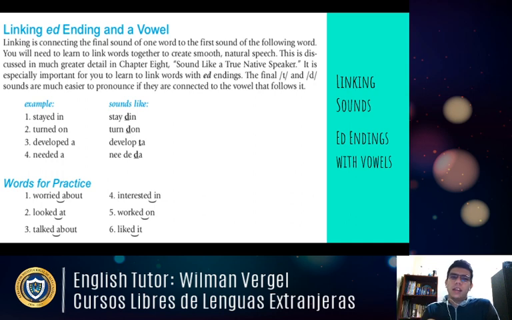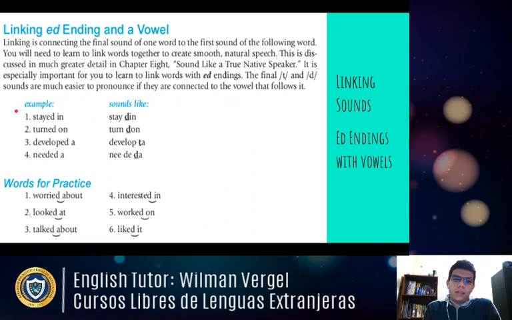It says linking ed ending with a vowel. Linking is connecting the final sound of one word to the first sound of the following word. So you link, it's the linking sounds. You will need to learn to link words together to create a smooth, natural speech. This is discussed in chapter number 8. It is especially important for you to learn to link words with ed ending. The final T and D sounds are much easier to pronounce if they are connected to the vowel that follows it.